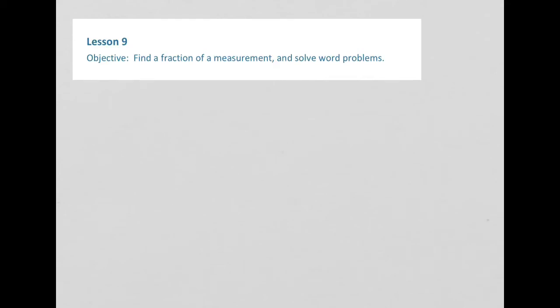So we're doing 5th grade, Module 4, Lesson 9, where now we're using our ability to find fractions of whole numbers, and we're looking at how that works with measurement. So we're kind of taking it one more step. So if we're trying to find 3/4 of a year equals how many months, we've done measurement conversions before, right?